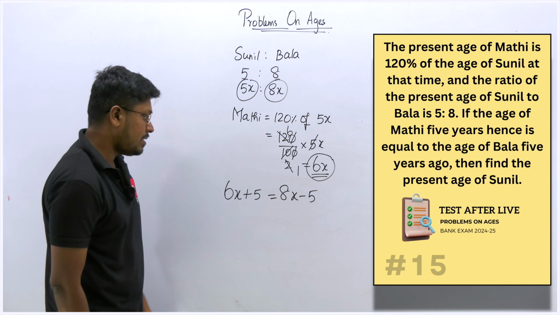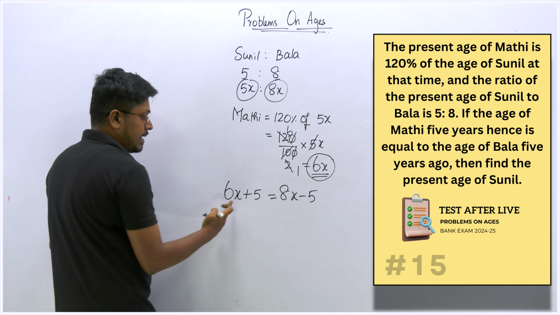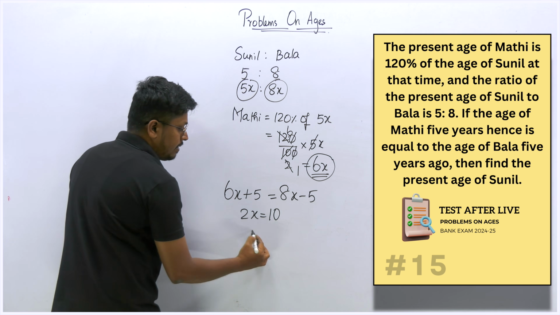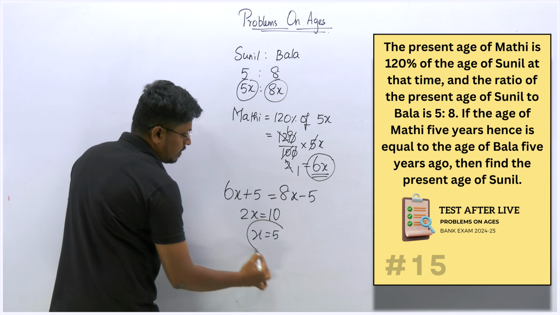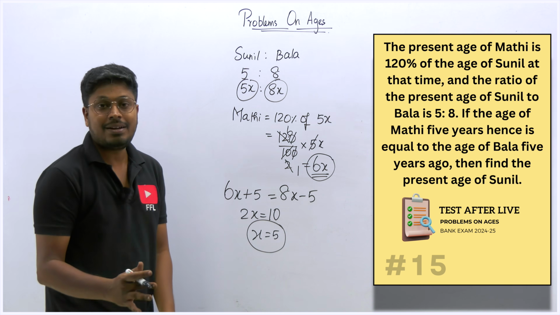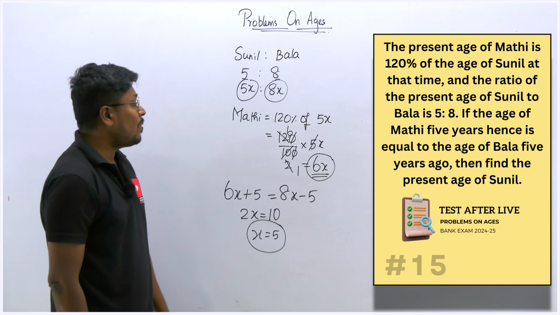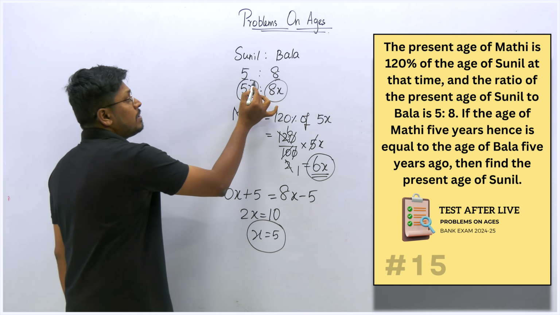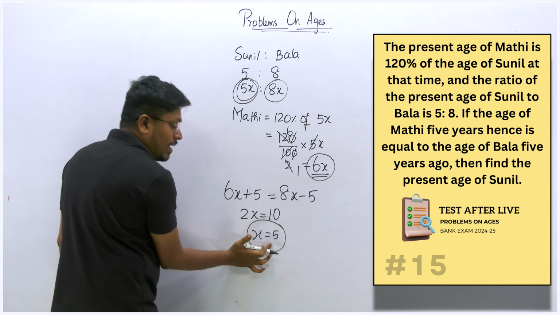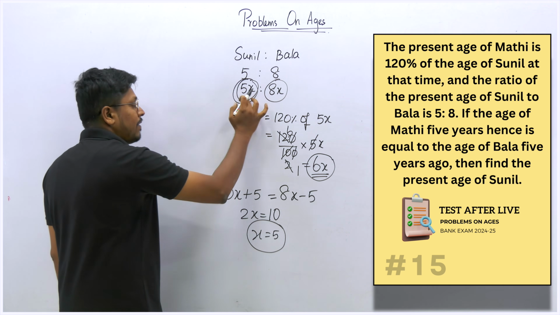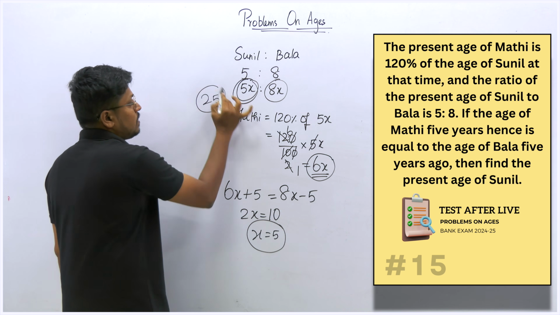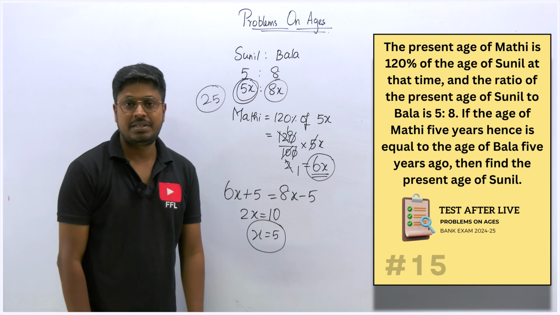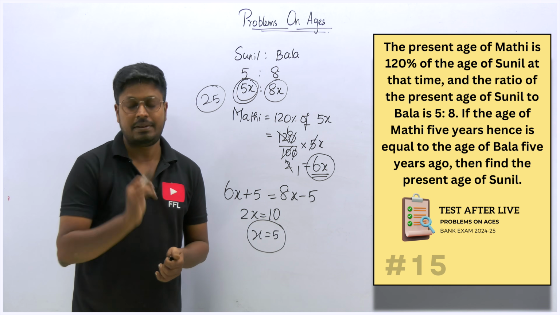So we can find the value of x here. So 8x minus 6x will be 2x. 5 plus 5 will be 10. So x is equal to 5. So finally, the value that we got is x equals 5. Now what is the question? Find the present age of Sunil. So Sunil is how much? 5x is the present age and we got x equals 5. So substitute 5 here, which is 25. So the answer for the 15th question, Sunil's present age, is 25.